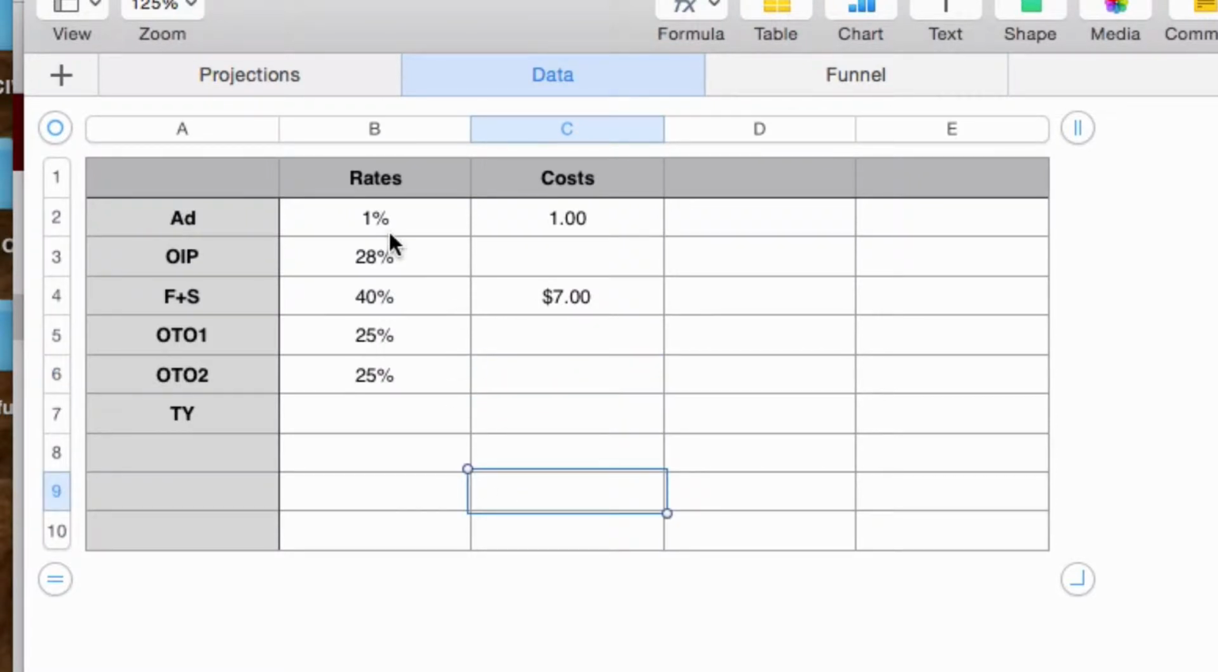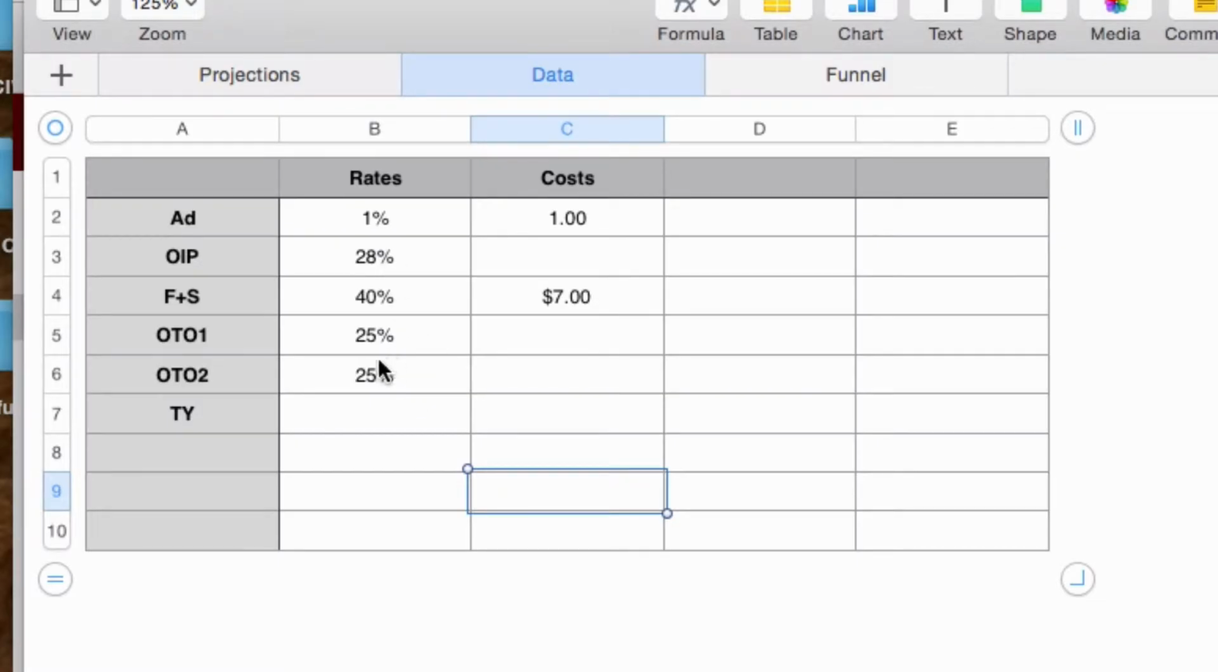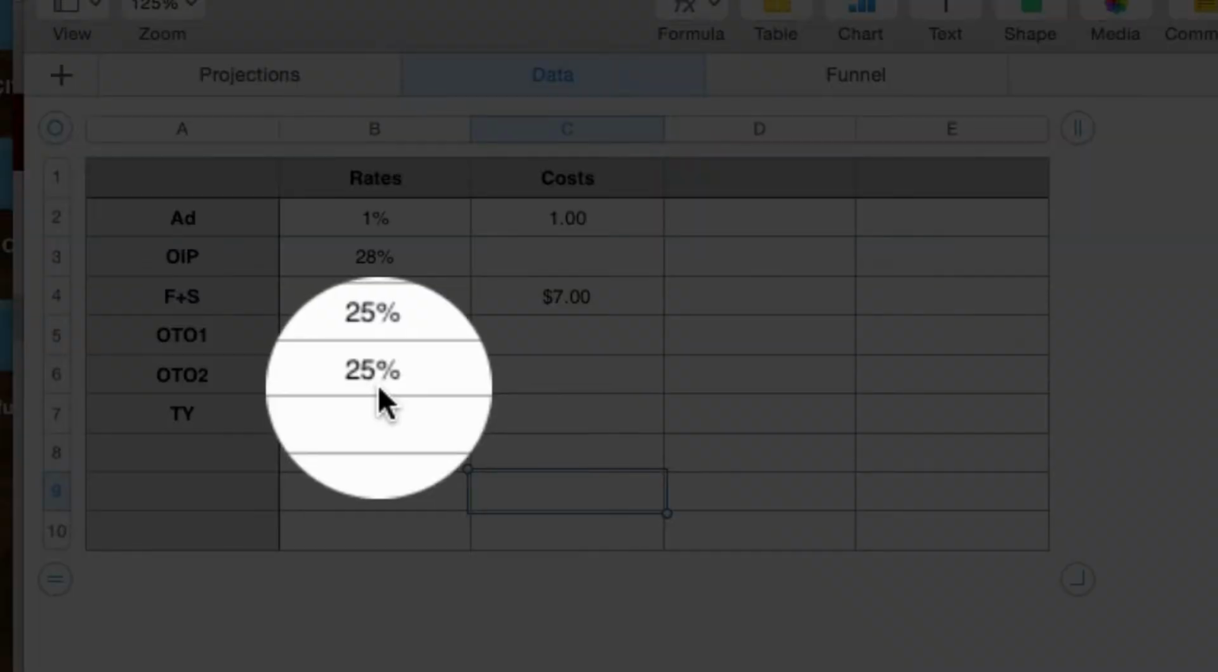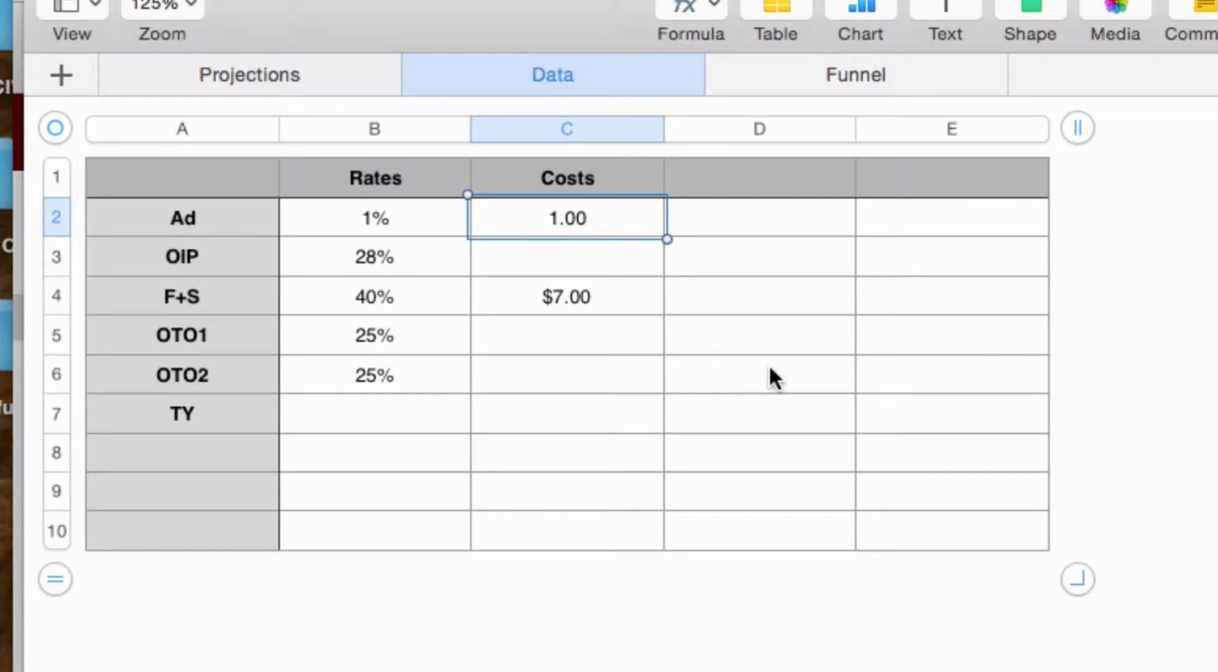Okay, I took my projections. These are very industry standard. My opt-in page is at 28%. The free plus shipping offer I just told you is 40%. The one-time offer, 25% of people are taking that. And then the second level up, 25% of the people are taking that. And this is based on an ad cost, a cost per click, of $1.